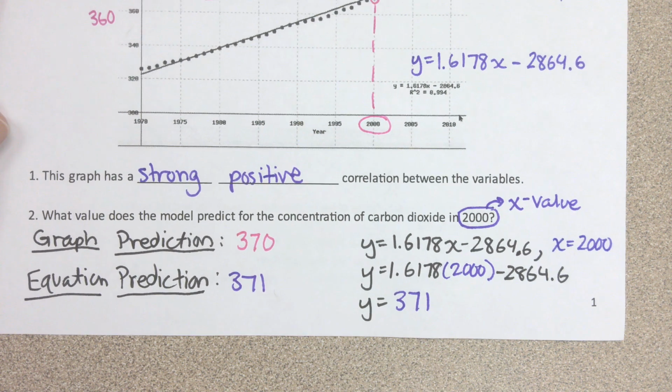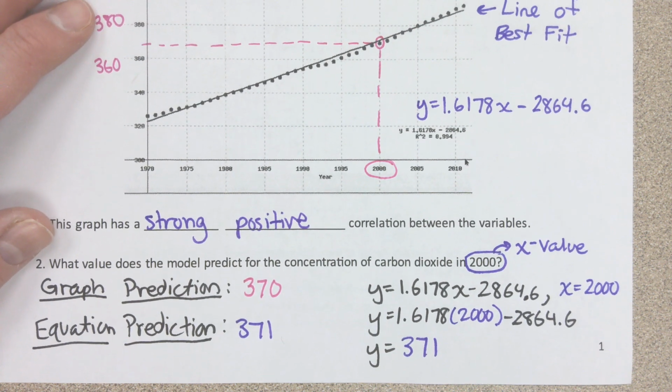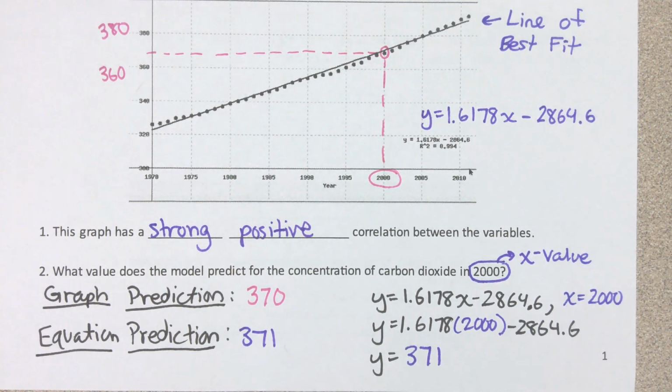So there is the graph versus the equation prediction. Very close, as you can see. So either one would have been a great option. But again, it all depends on what the problem actually gives you to use. Questions on the front side before we go to the back? All right, back side.